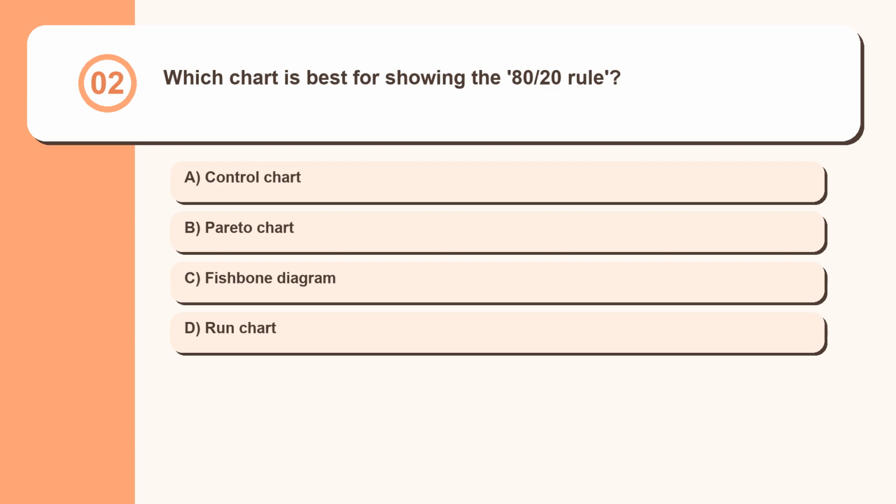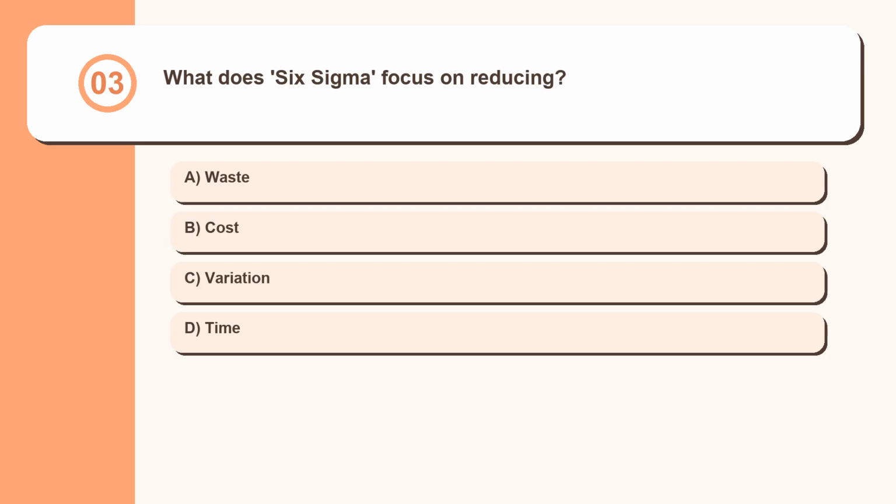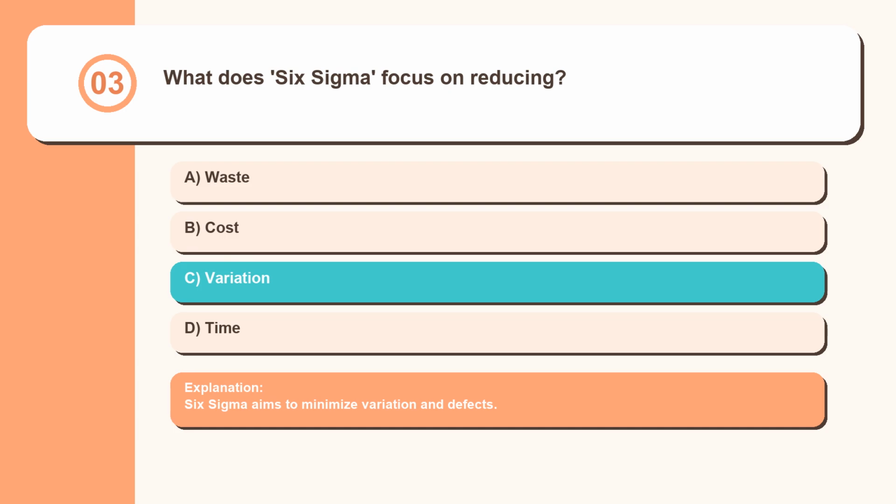Question 2. Which chart is best for showing the 80/20 rule? Control chart, Pareto chart, fishbone diagram, run chart. A Pareto chart identifies the vital few problems, 80% of issues from 20% of causes. Question 3. What does Six Sigma focus on reducing? Waste, cost, variation, time. Six Sigma aims to minimize variation and defects.